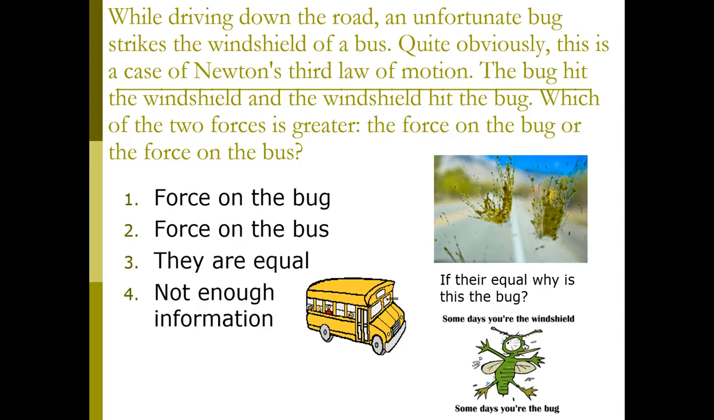Well, if you answered 3, they are equal, you are correct. Newton's third law tells us that they're equal and opposite. So in this case, the magnitude of each of these forces is going to be the exact same. They're going to be equal. The only difference is that they will be opposite in direction. You may ask yourself, though, if these forces are equal, why does the bug get splattered all over the place and die? Whereas when you're in a car, you probably don't even notice when you hit the bug most of the time, unless it was a really big one and you hear a splat. Most of the time, you don't realize you hit the bug.